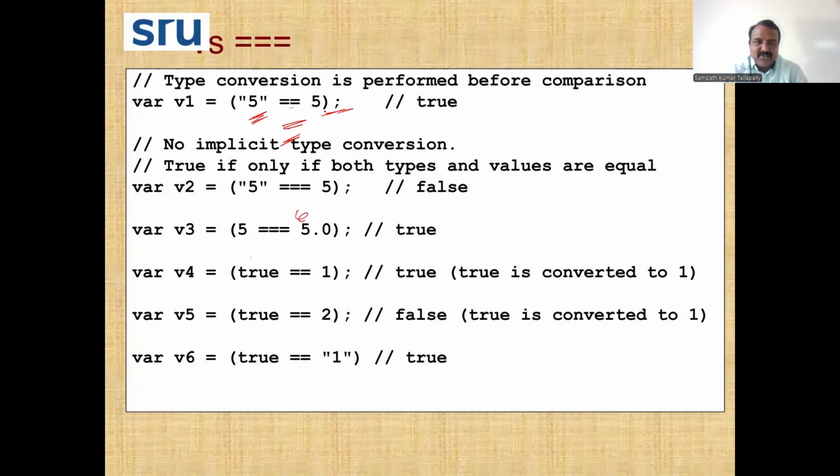So whenever I compare a string with a value, what happens? Any one of the things has to be converted to the other type so that we can compare them. And the same thing is going to happen here. It's true if both types or values are the same. It's true.